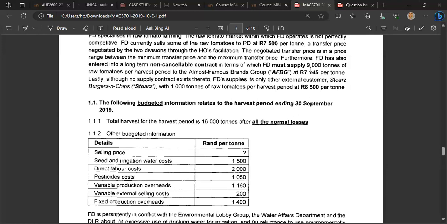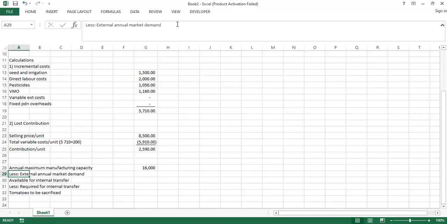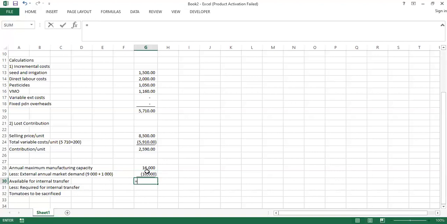All right, so FD must supply 9,000 tons of raw tomatoes, and then they must also supply 1,000 to these ones. So it's going to be 9,000 plus 1,000. If you just write 10,000, it will look like you were guessing. So this is going to give us what? 10,000. So let's put it as negative 10,000. So we want to underline that.